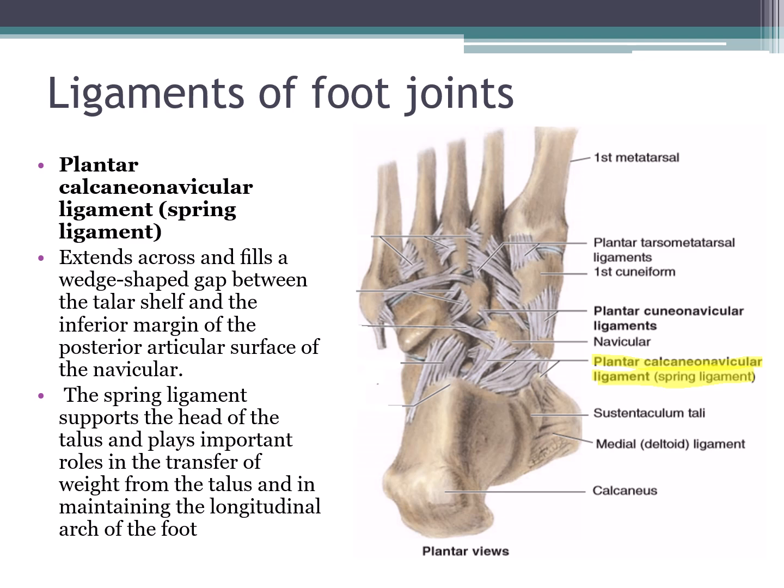Now this spring ligament fills a wedge-shaped gap between the talar shelf and the inferior margin of the posterior articular surface of the navicular bone. It supports the head of the talus and plays an important role in the transfer of weight from the talus, and also helps in maintaining the longitudinal arch of the foot.